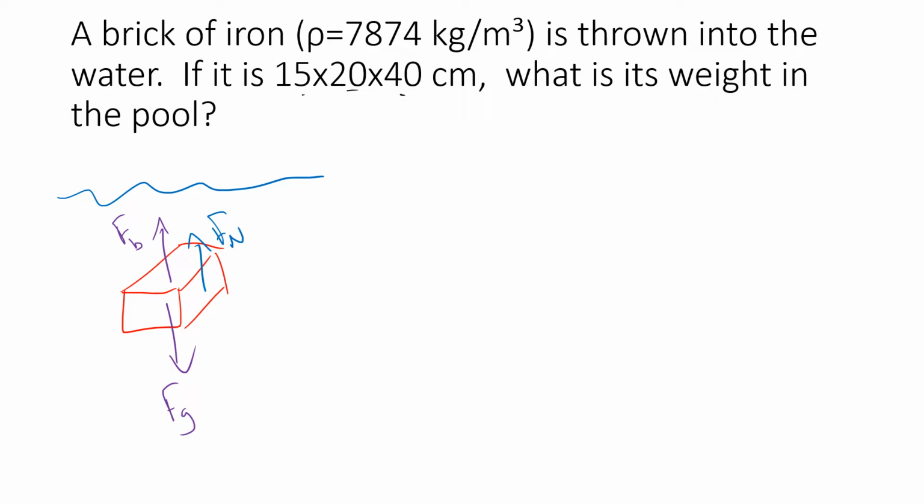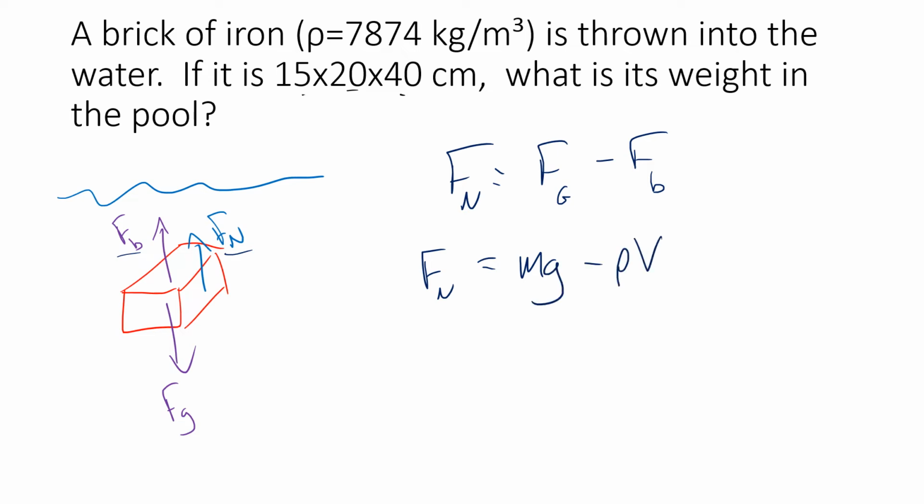So let's set this up here. Force normal is going to equal your force of gravity minus your force of buoyancy, right? Because these two together make force gravity, so you subtract to get the other one by itself. Force normal is what we're solving for, so let's leave it off on the side. Force of gravity is easy, mg. And we're going to subtract rho V g. Now, this is for buoyancy.